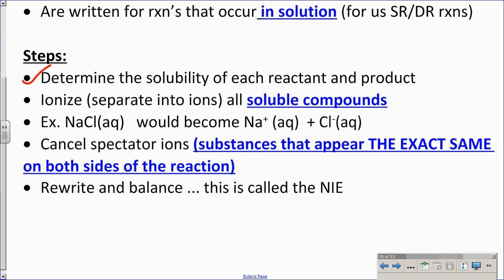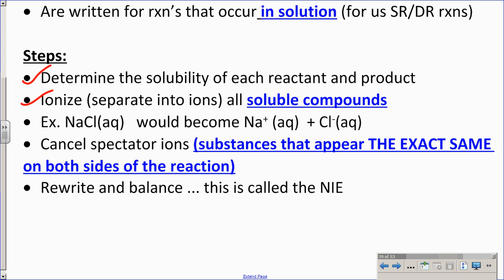So step 1 is done. Step 2, ionize, and we just walked through that example. Now step 3, cancel spectator ions. Spectator ions are the ions that are just watching. They're not playing in the reaction. They're just whatever they were to begin with as a reactant, exactly the same, to the T. For example, the sodium ion: the charge and everything is exactly the same.